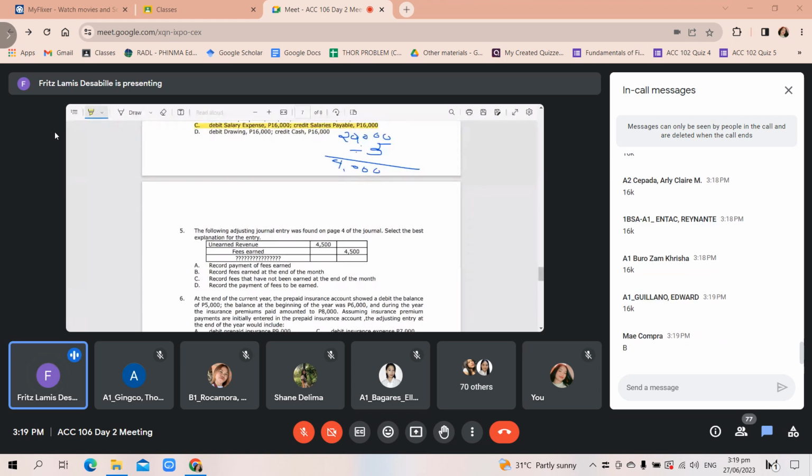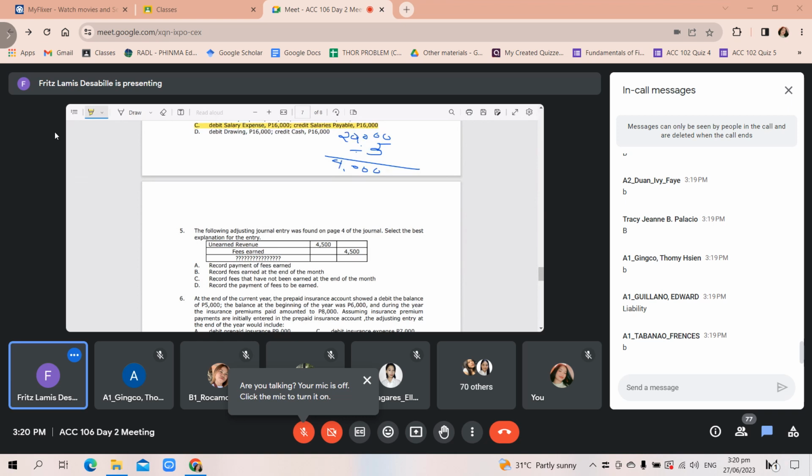Unsa ni siya? Unsa ang initial recording nimo ani guys? What did you use? Did you use the revenue method or the income method, or did you use the liability method? Unsa nga method imong gigamit sa imong original ani? Sa kaning adjustment? Unsa nga method imong gigamit before sa answer? For you to have this adjustment. Unsa nga method imong gigamit? Liability method or revenue method or income method?